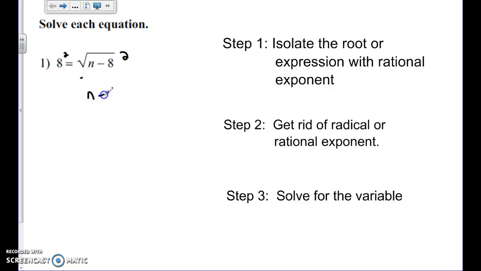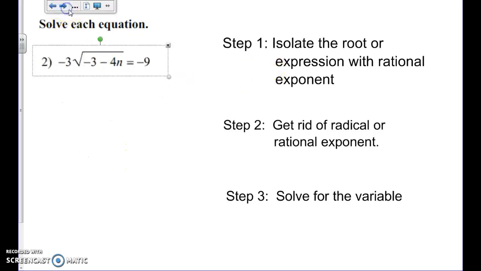And I end up with n minus 8, and in this case, it's going to equal 64. Now we're going to solve for the variable. So we're just going to add 8 to both sides. So I get n to equal 72. Not too bad. So let's look at something a little bit more complicated.